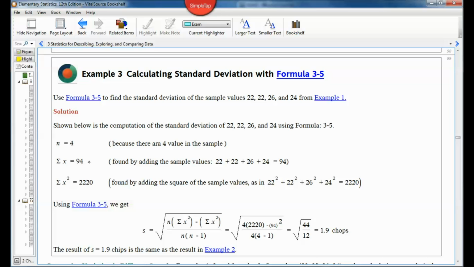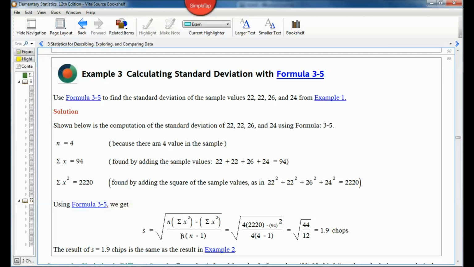In this problem it's 94. Then you need to figure out the value if you square each data item. They squared all the data items here, and then added them together. That's your sigma x squared. Then in your formula, your sigma x squared goes here, n is on the outside, minus your sigma x, and this square right here is supposed to be on the outside of that parentheses. It's just a formatting problem in the textbook. And that's all over n times n minus 1.